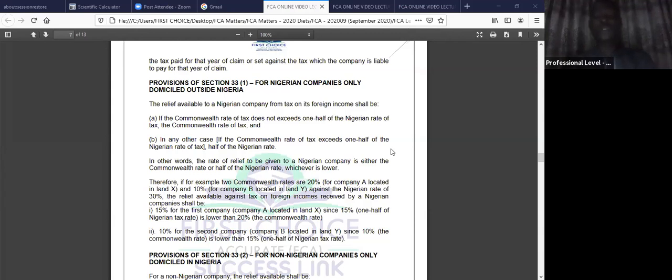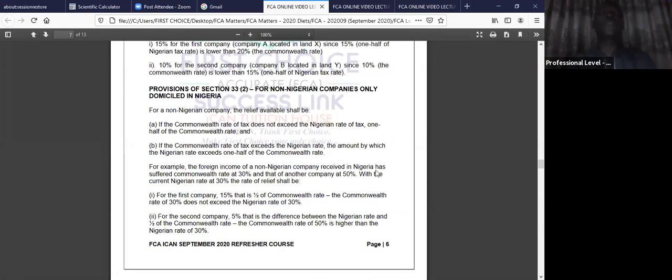Then when it comes to subsection 2, this is for non-Nigerian companies domiciled in Nigeria. Normally, this does not really come up in exam, and this does not really apply so much. This is because the taxation of special businesses has taken care of this. But for the purpose of this class, we'll still talk about it.